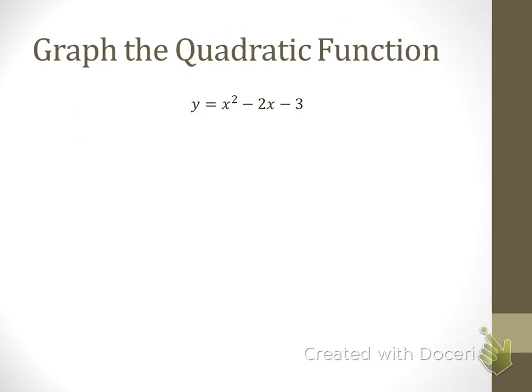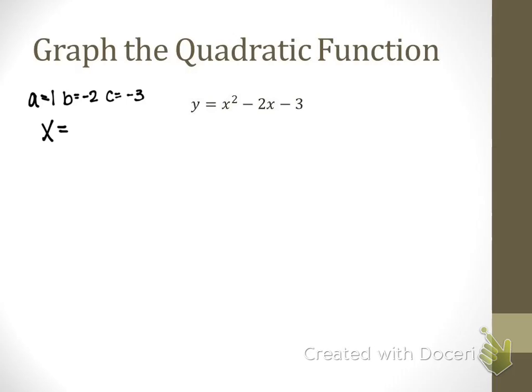Okay, graph the quadratic function y equals x squared minus 2x minus 3. Okay, step number 1 was find the x coordinate of the vertex. So, before I do that, let's label A, B, and C. Okay, A is equal to, what's that number in front of x squared that I don't see but I know is there? 1. What does B equal? -2. What does C equal? -3.